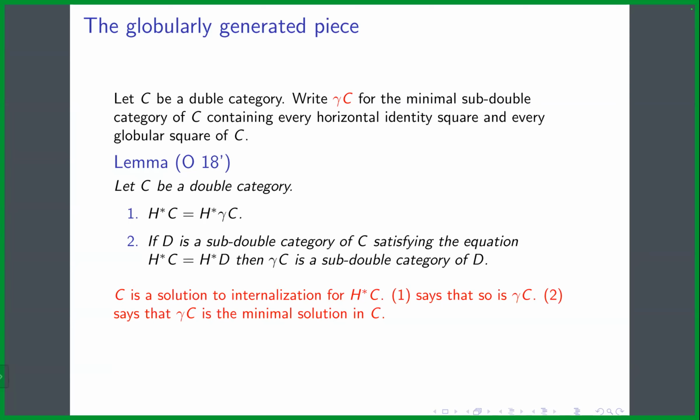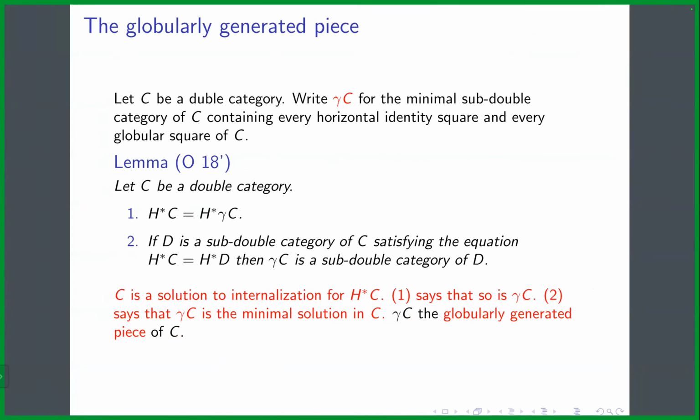One, gamma C is also a solution to that problem contained in C. And two, gamma C is the minimal solution to that problem within the double category C.